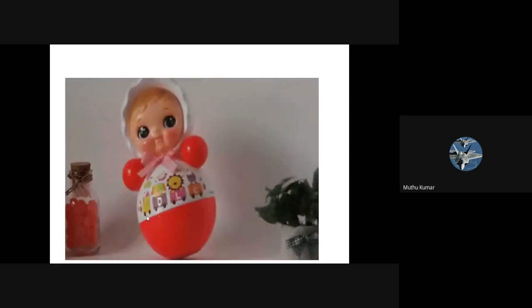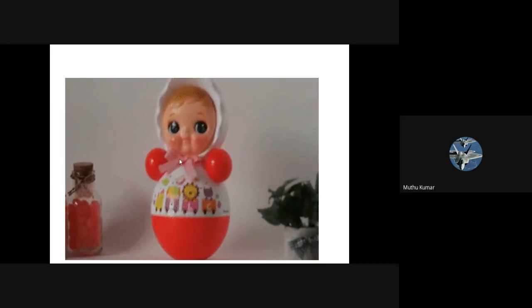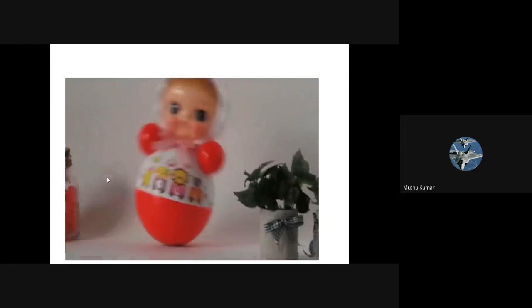If I push this bottle, will that bottle come back? No, it won't. How is this one able to come back? Because I have designed the base in such a way that it has the capability to come back. That is what stability is.